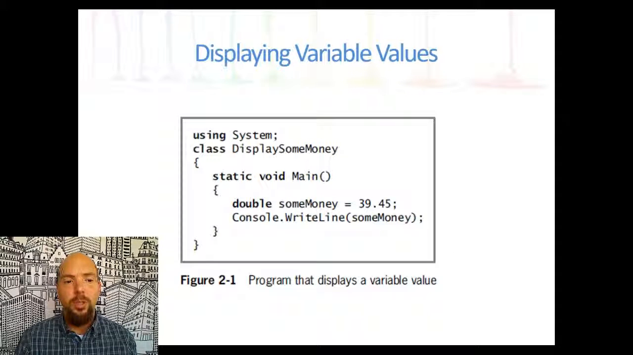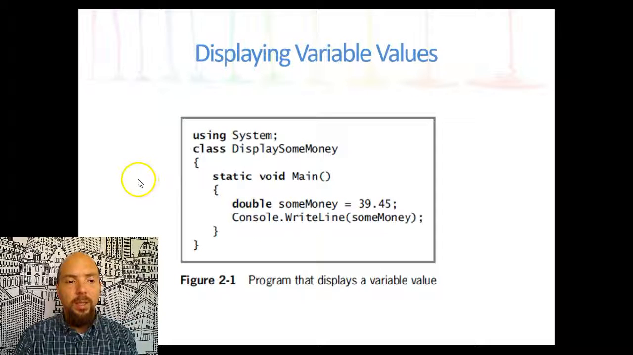A declaration just looks like this. We start off with stating the data type, in this case a double. We give it a name, some money, and if we want, we can provide an initial value for it. If I simply were to say double some money and then put my semicolon and not include this part of it, it would still declare the variable location, but the location wouldn't have a value in it, therefore it would be a null value.